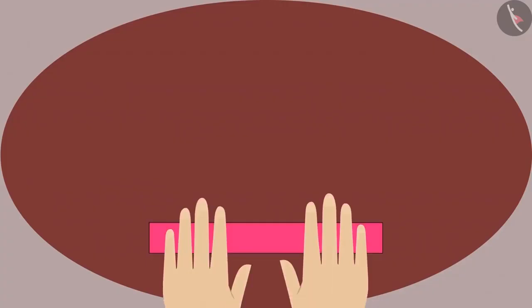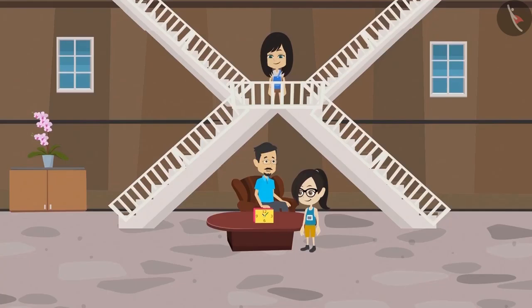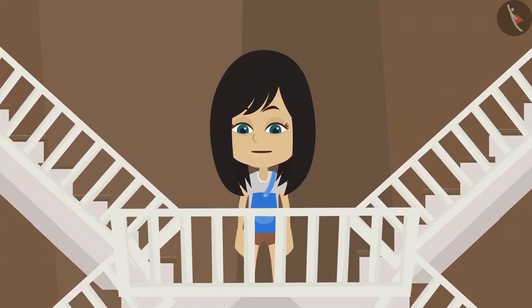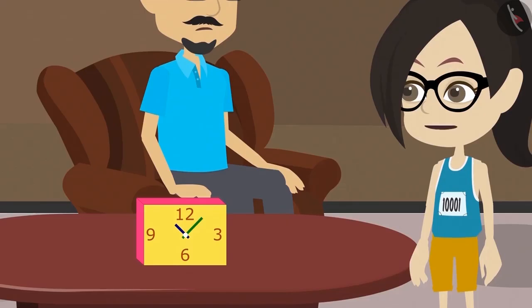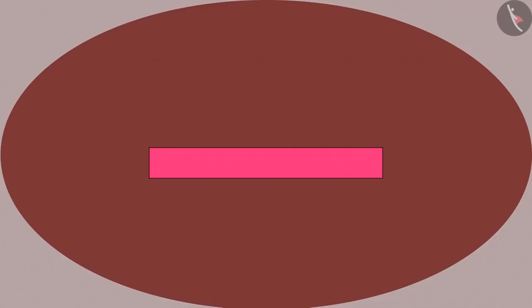Hello, Uncle. Hello, Vandana. Hello, Neha. Look, Neha, what my papa got for me. What has he got? This looks like a pink-colored box.